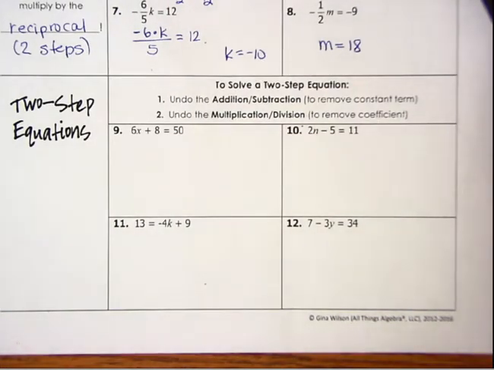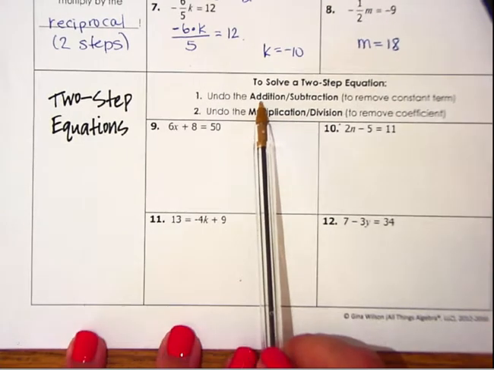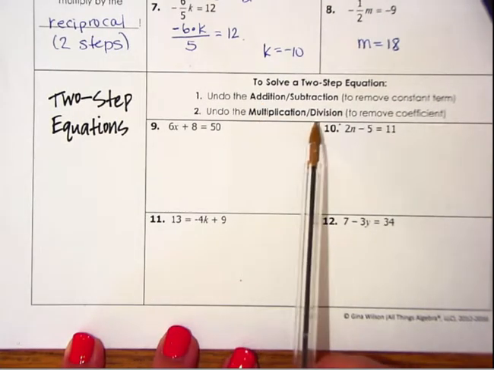All right, for the next section, we're going to take a look at two-step equations. And really, the only thing to keep in mind with the two-step equations is that you want to undo any addition and subtraction before you undo any multiplication or division.